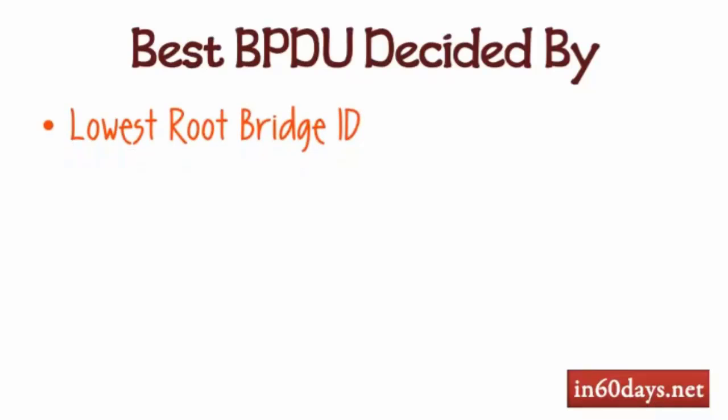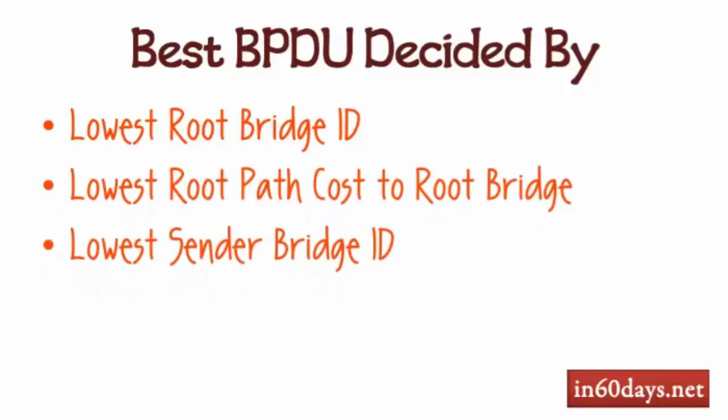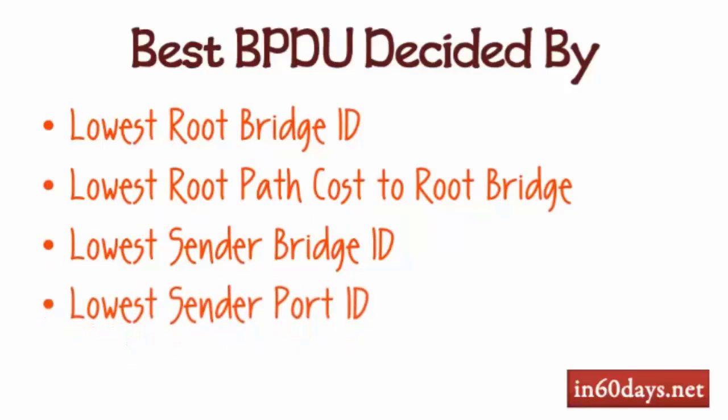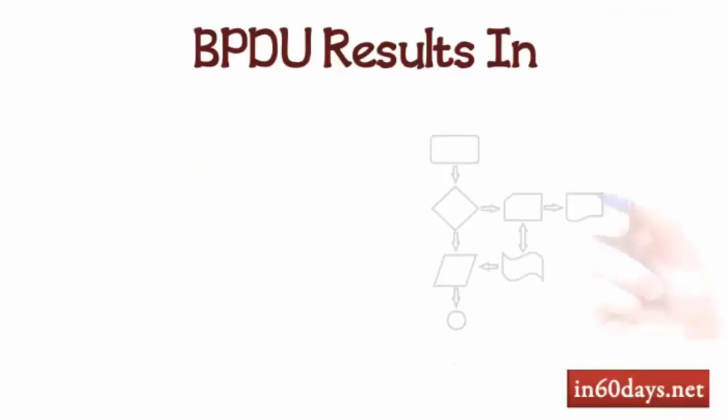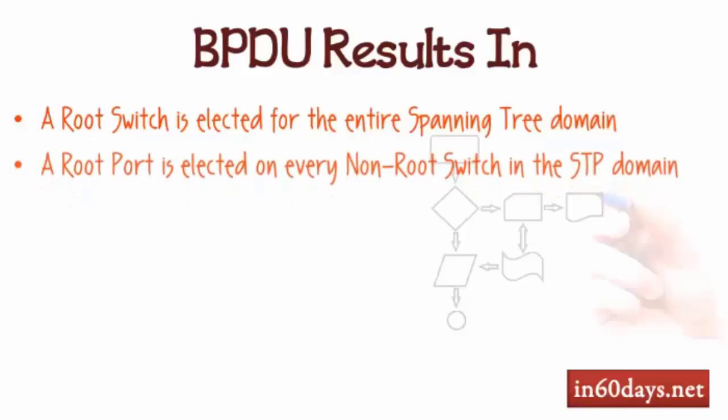The switch is receiving various bridge protocol data units and it's got to make a decision. The way it does this is it chooses the lowest root bridge ID. There are 4 decisions that the best bridge protocol data unit is decided by. As a result, a root switch is elected for the entire spanning tree domain.